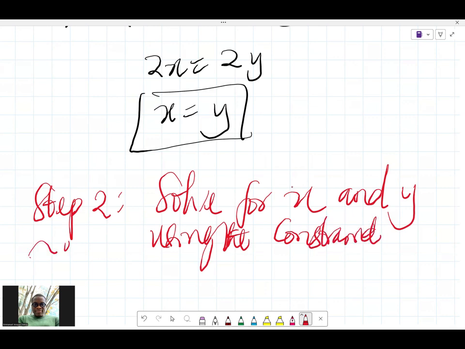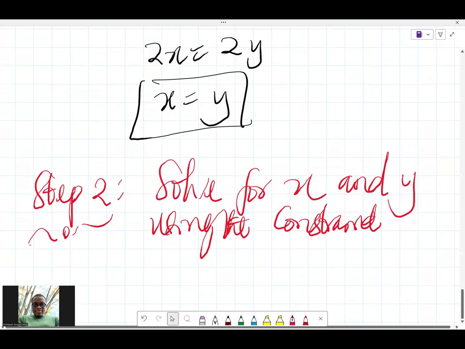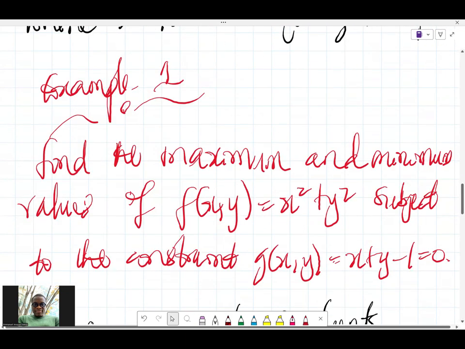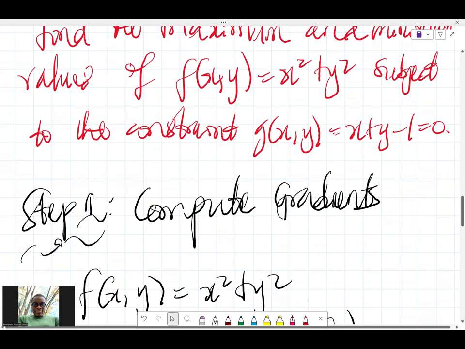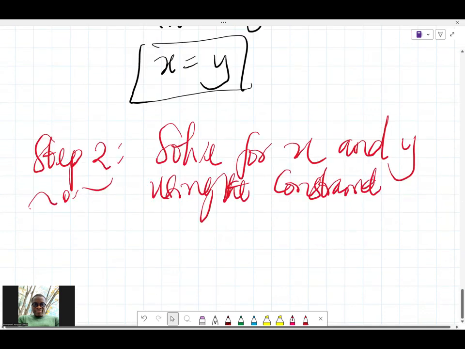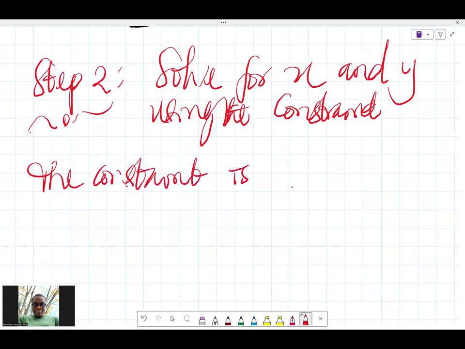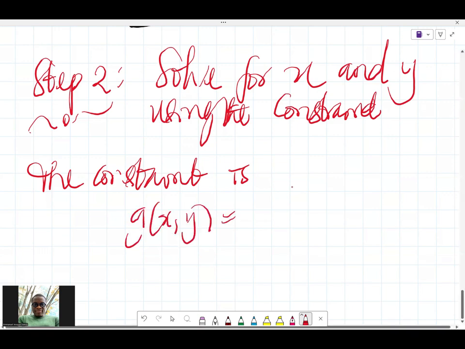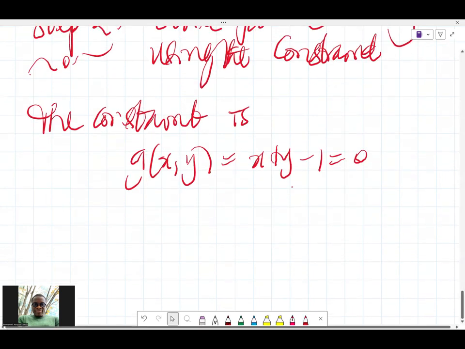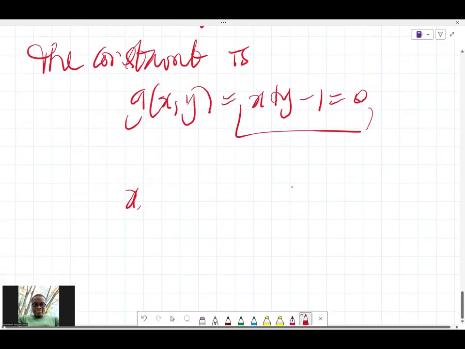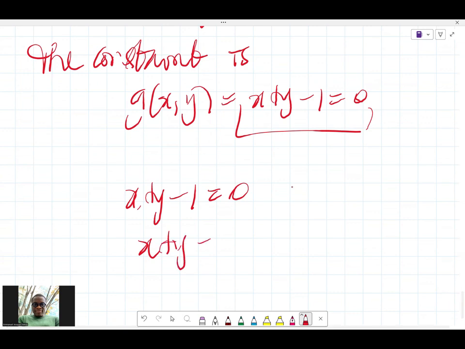So we have established that x is the same thing as y. If you talk about the constraint, which is g of x comma y, the constraint is g of x comma y, which is equal to x plus y minus 1 equals 0. What that simply means is that x plus y minus 1 equals 0. That means that x plus y is equal to 1.